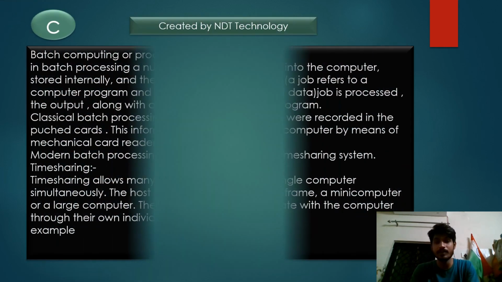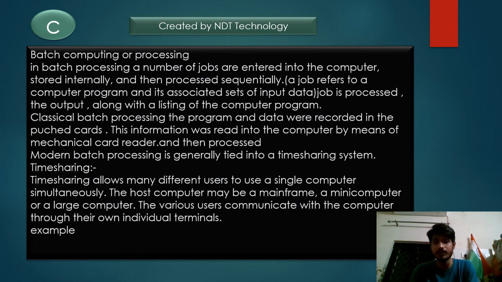Now the next term comes under batch computing, or processing. In batch processing, a number of jobs are entered into the computer, stored internally, and then processed sequentially. So all the jobs are entered into your computer's hard disk internally, and then the processor will process those jobs sequentially. That's called batch processing. A job refers to a computer program and its associated set of input data.